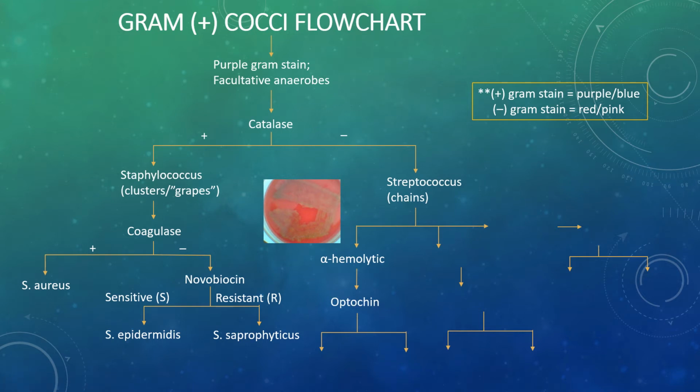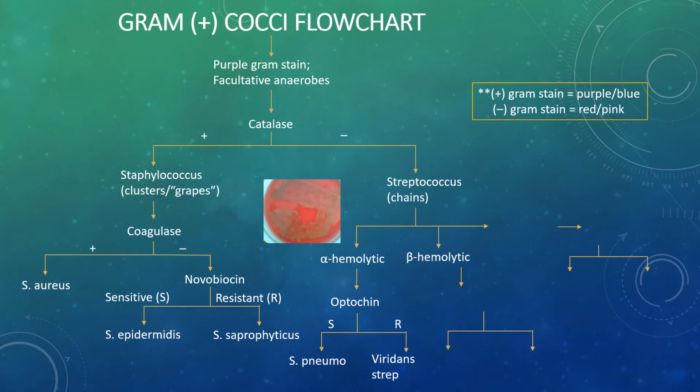To further differentiate them, we need to use something called optochin. This will tell us which type of alpha hemolytic Streptococcus it is. If it's sensitive to optochin, it'll be Streptococcus pneumoniae. If it's resistant to optochin, it'll be Strep viridans. Strep viridans includes Streptococcus mutans and mitis, and these are found in your mouth and cause dental plaques and caries.